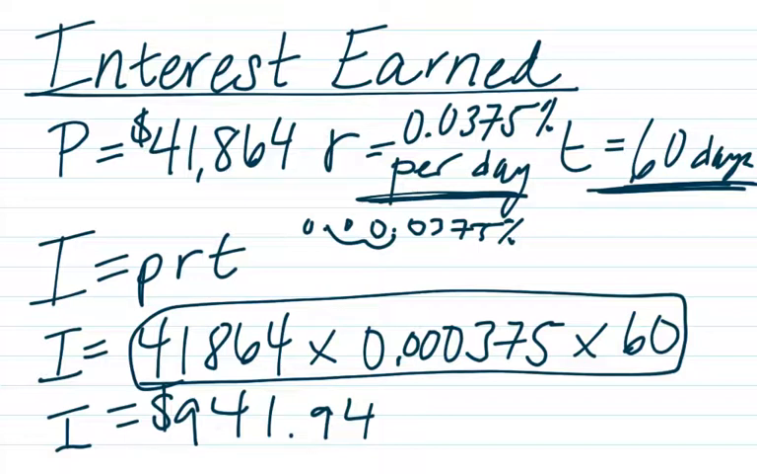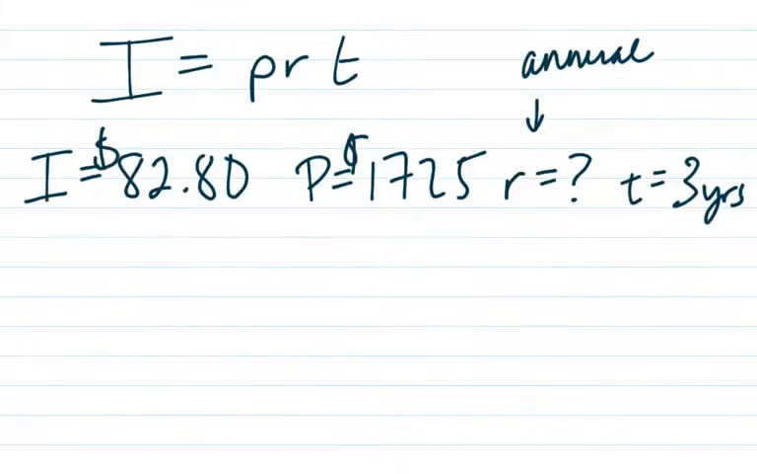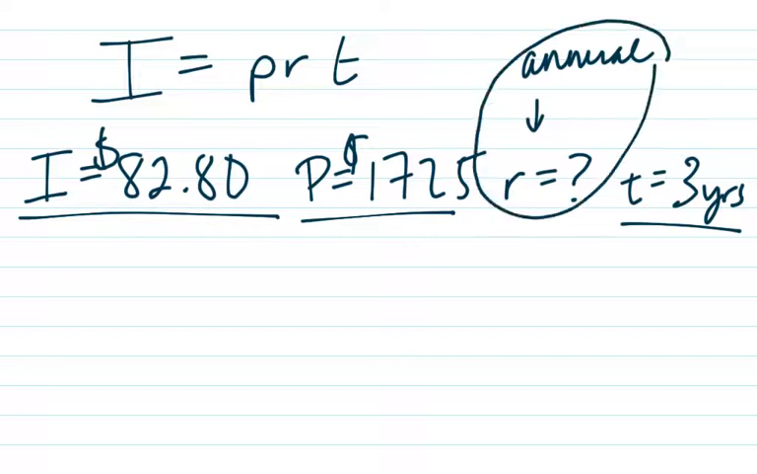But the last examples we're going to look at are when you are given part of the information, including the interest, and you have to find the other information. We know our simple interest formula is I equals PRT. In this example, we have our interest, our principal, and our time, and we're looking for our annual rate.